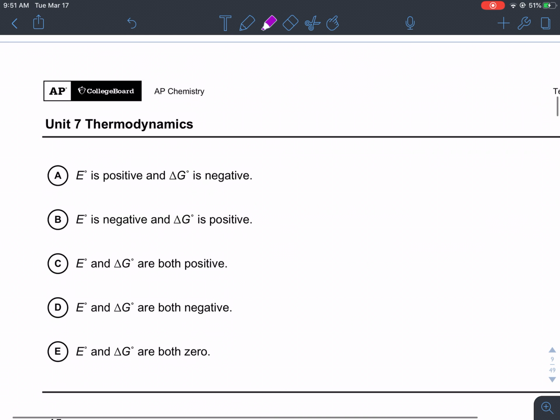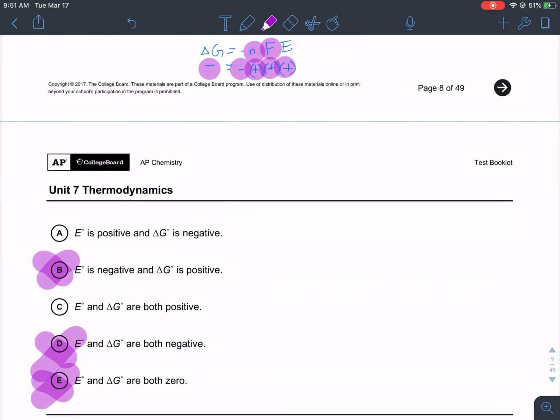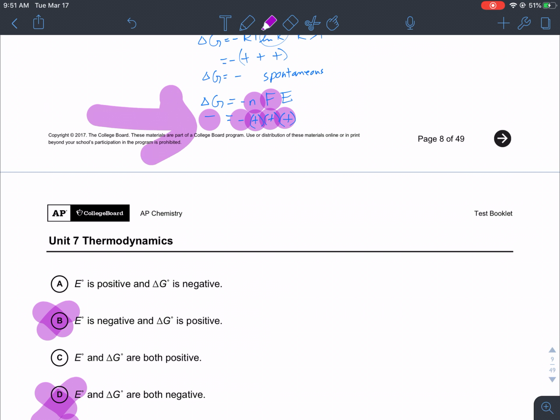So E is not negative, and they are not both 0. So E is positive. Now is G positive? No. G is spontaneous. It is negative. So E is positive, G is negative. The correct answer is A. C, get the heck out of here. All right, the answer is A.